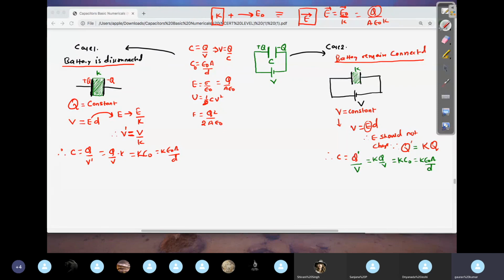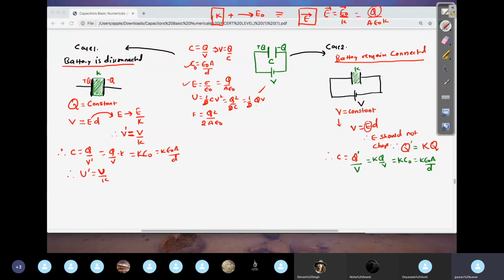Now coming to other parameters. This is checked. This is checked. This is checked. U, what is energy here? Half CV square, or you have Q square by 2C also, right? Q square by 2C or half Q into V. We can use any; let's say I use this. I can't use C and V because both are variable, right? So let's say I will use Q. Q remains constant, so V is decreasing by a factor of K. Therefore U prime will also be U by K.